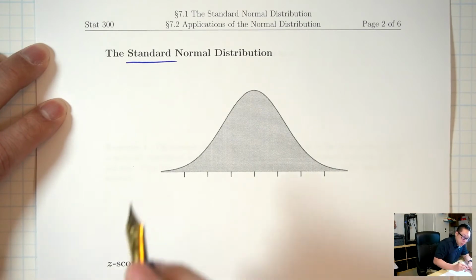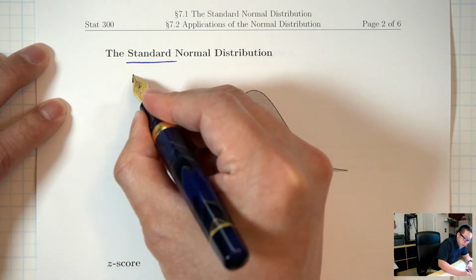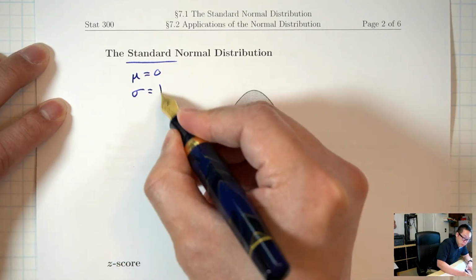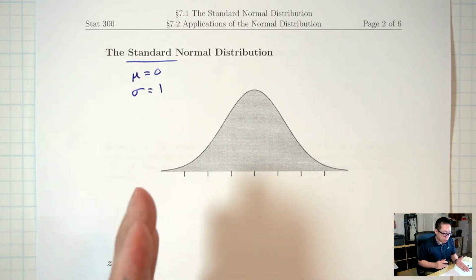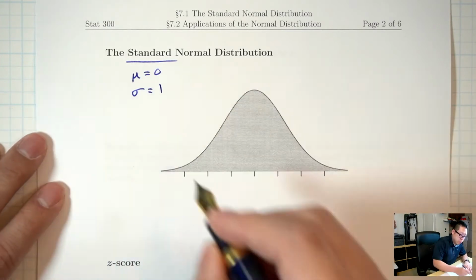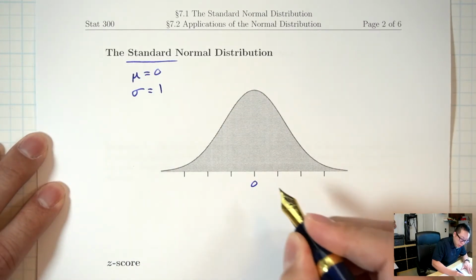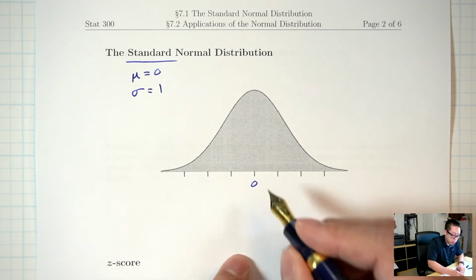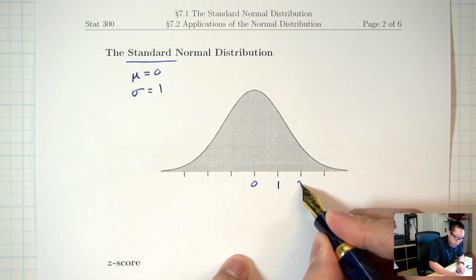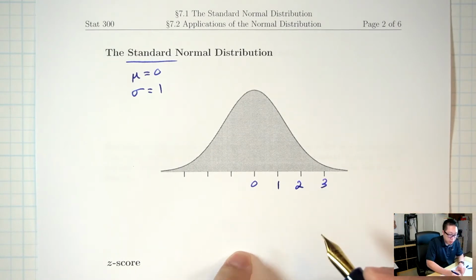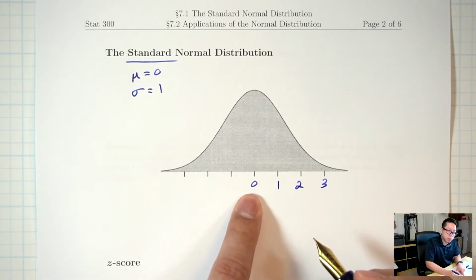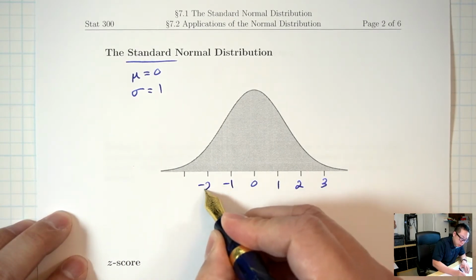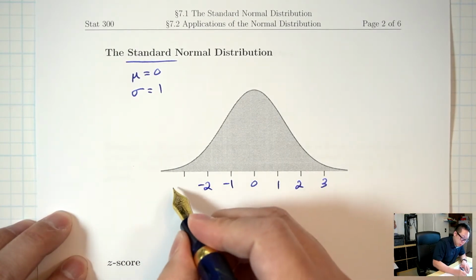So for standard, we're going to be using the simplest mean, which is 0, and the simplest standard deviation, which is 1. So for the standard normal distribution picture, put the mean in the middle, so 0 in the middle, and then count up. So 0 plus the standard deviation, so 0 plus 1 is 1, plus 1 again is 2, plus 1 again is 3. And then going the other way, 0 minus the standard deviation, so 0 minus 1 is negative 1, minus 1 again is negative 2, and minus 1 one more time is negative 3.